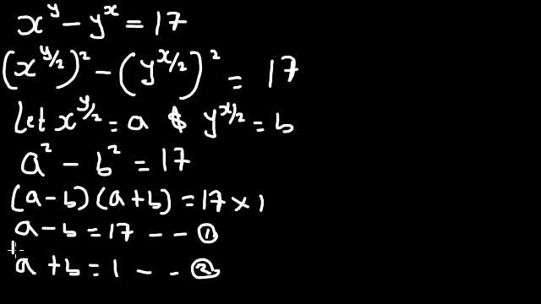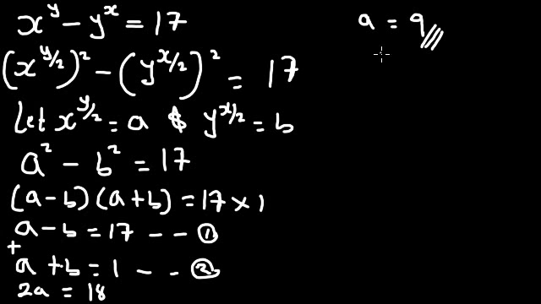So let's add the two equations. a plus a is simply 2a, and negative b plus b will cancel out, and this will be equal to 17 plus 1, which is simply 18. So now we have 2a equal to 18. Upon dividing through by 2, we observe that the value of a is equal to 9. So that is the value of a.